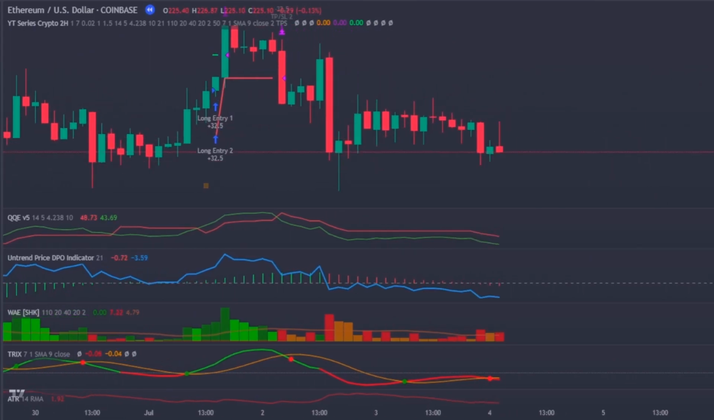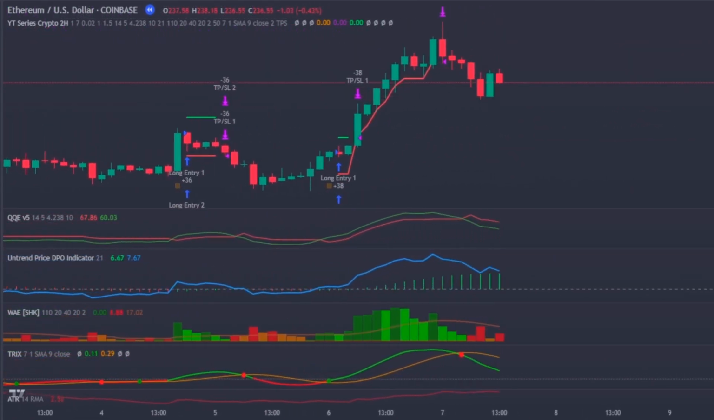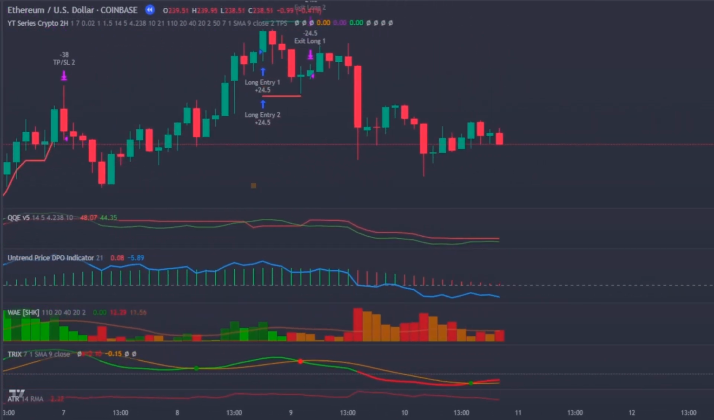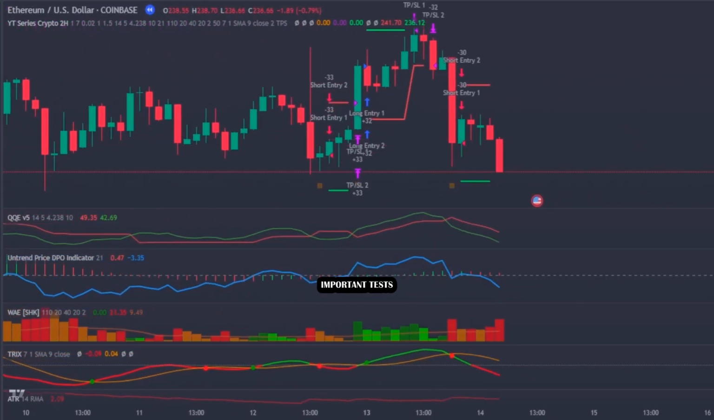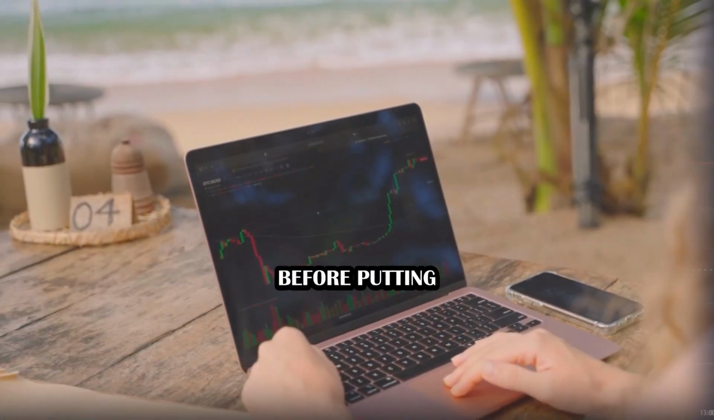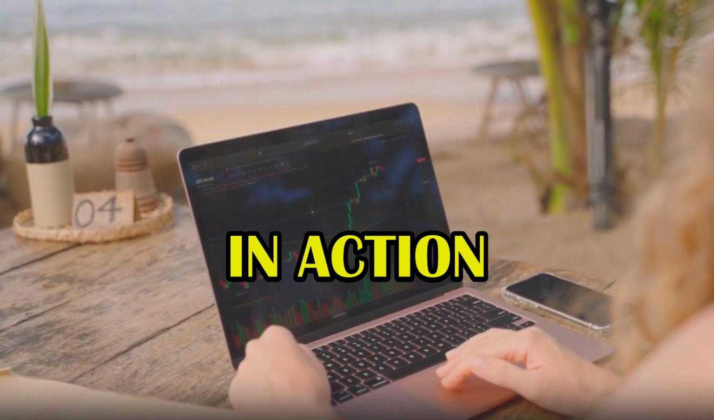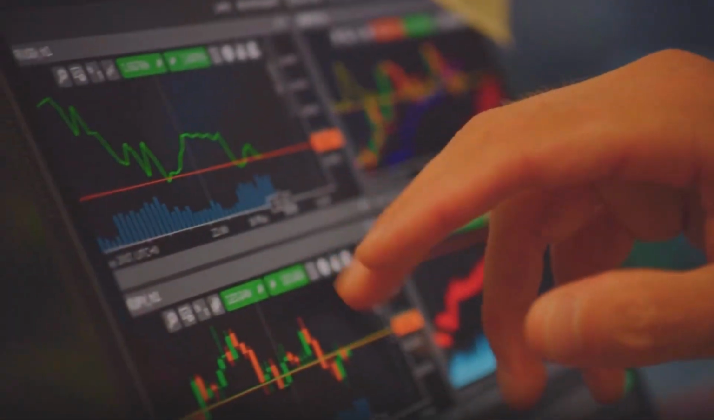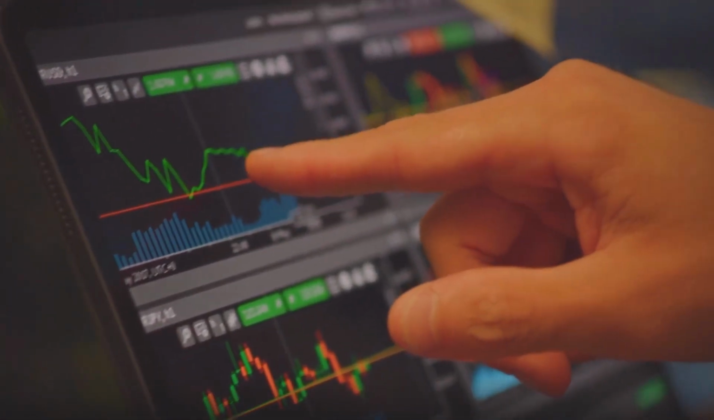So now our strategy is ready. We have all the technical pieces together and working properly. But there are still some important tests we must do before putting this strategy in action in a real trading account. Next week you will find out what tests these are.